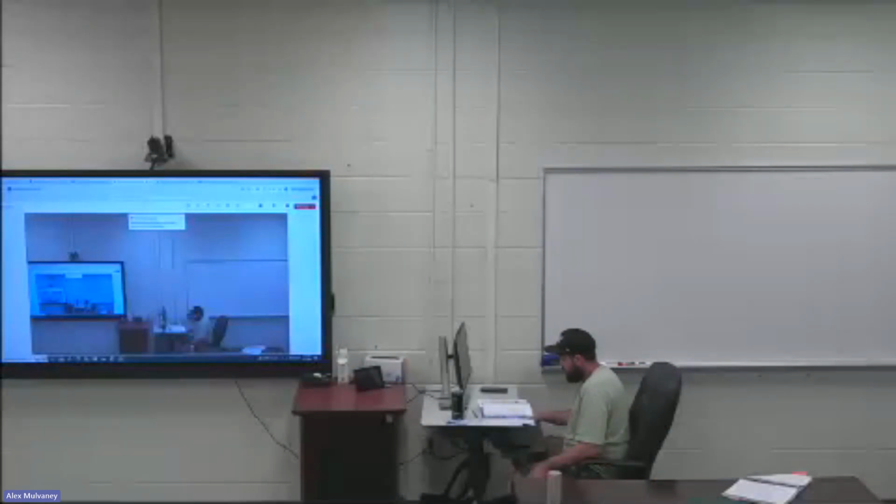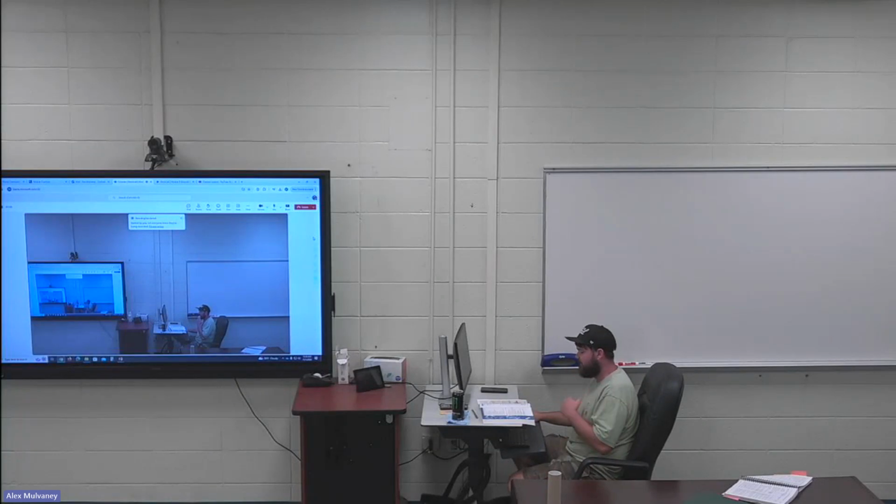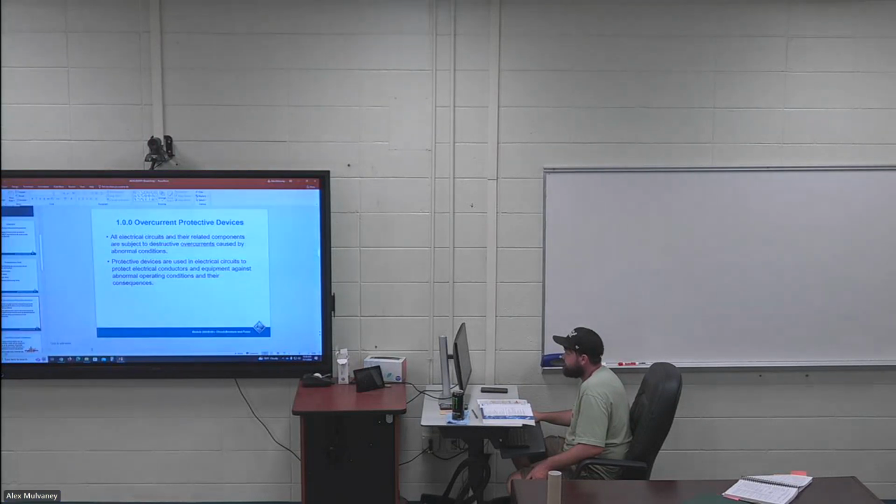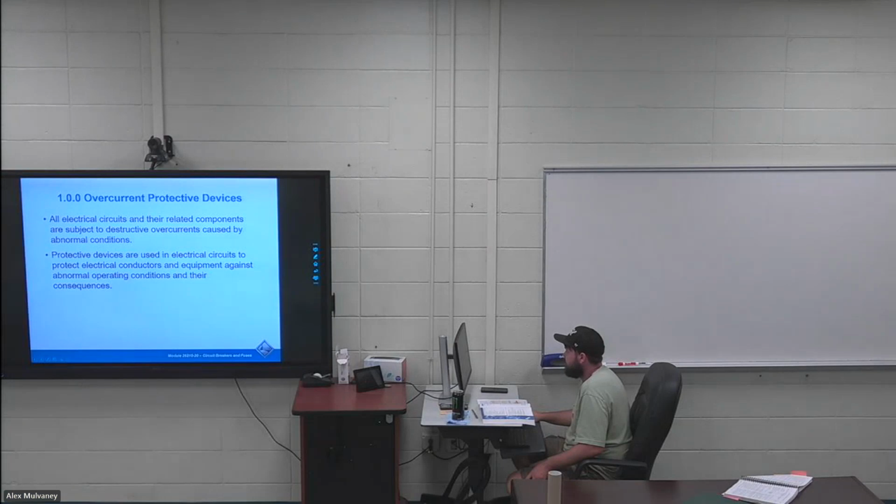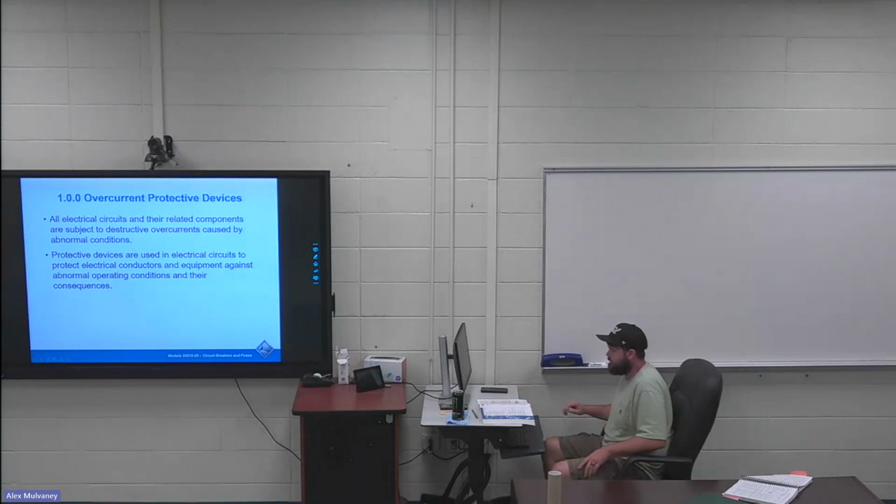All right, this is Electrical 2, Module 10, Circuit Breakers and Fuses, module number 26210-20. This is out of the 10th edition of the NEC Electrical 2 book, Circuit Breakers and Fuses. So we'll get right into it. Section 1, overcurrent protective devices.